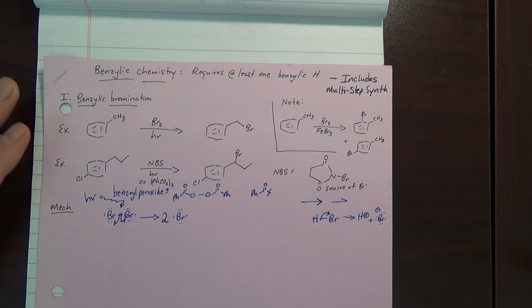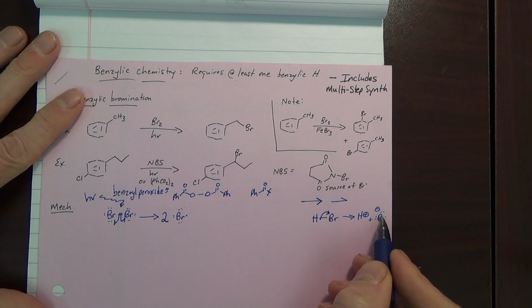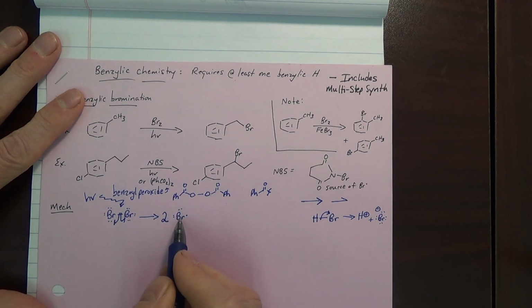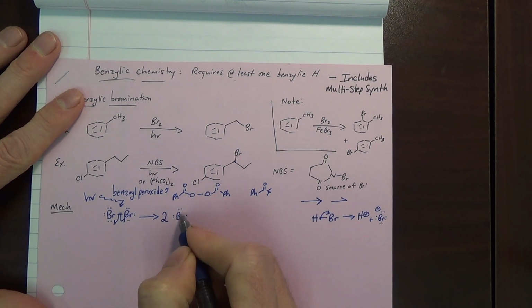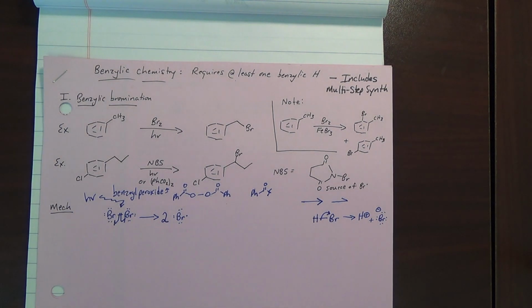And here the bromine is negative. Here this is a radical, but it's also neutral because it's owning 7 electrons. Alright, so a little review.